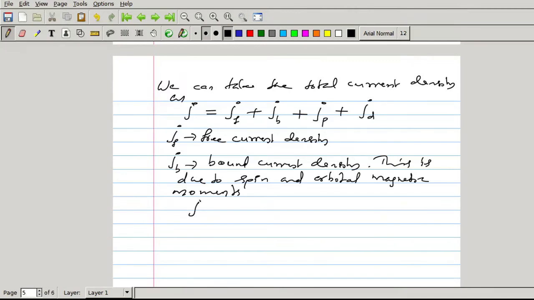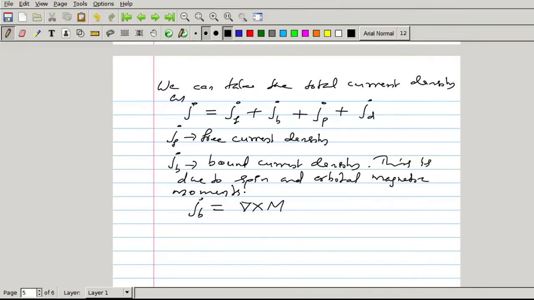That's why J_B, this is due to the magnetization. That's why we have written J_B is equal to del cross M. This current density is arising from magnetization. Magnetization is due to spin motion and orbital motion of electrons. So these are due to spin and orbital magnetic moments. This is arising due to spin and orbital motion of electrons.